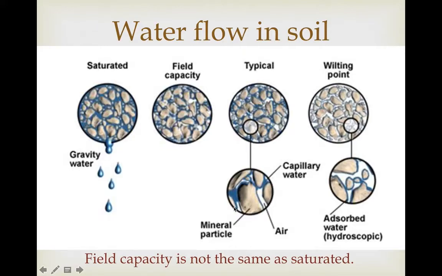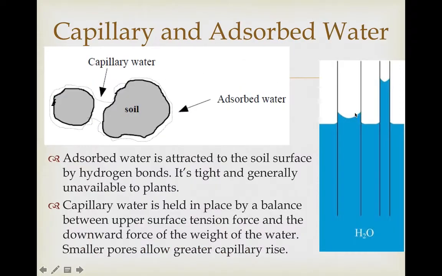Some of that water that is in a soil then will be held as capillary water, and some of the water will be held as adsorbed water, so that is more tightly bound to the soil particles. When all of the capillary water has been used up, then we get to just the adsorbed water here, and we reach what's called the wilting point.